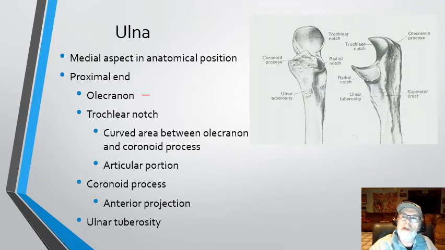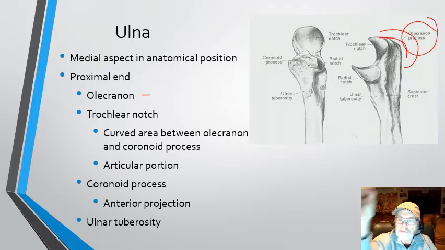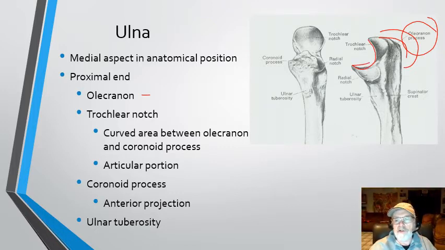First of all, the olecranon. So this area back here is the olecranon process. That bump you feel at the back of the elbow. That's easy to know. The trochlear notch is that area. And what's the trochlear notch for? To fit around the trochlea, because the trochlea is like a spool-shaped joint. That's the articular portion of the ulna.